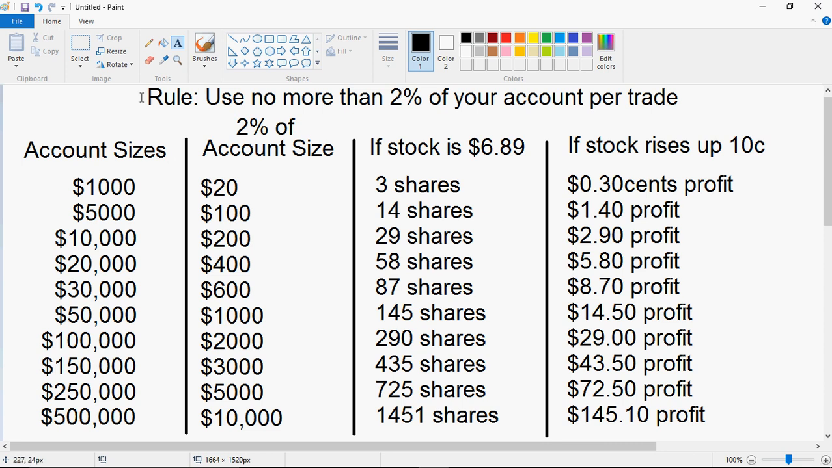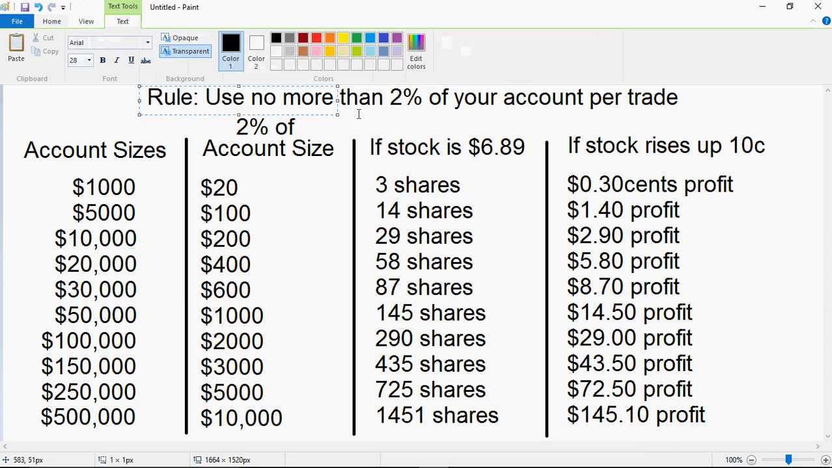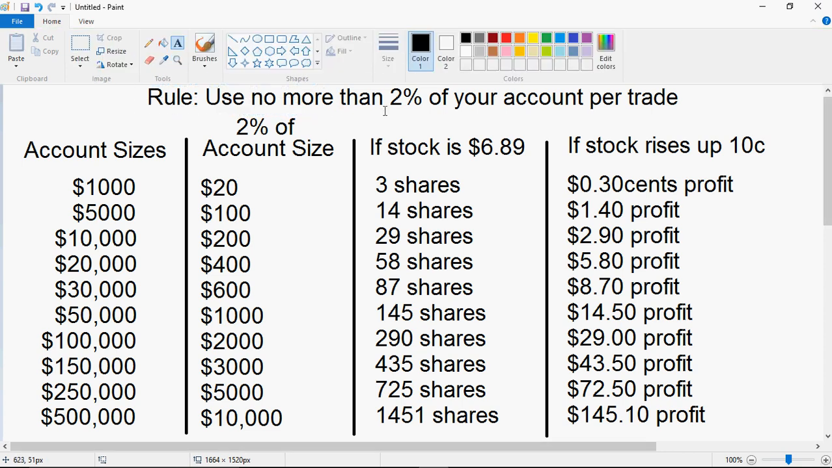If you obey this, you don't have to worry about your losses. They're going to always be small, and that's what you want. You obeying this will keep your losses small. You need to get that. You need your losses to stay small.